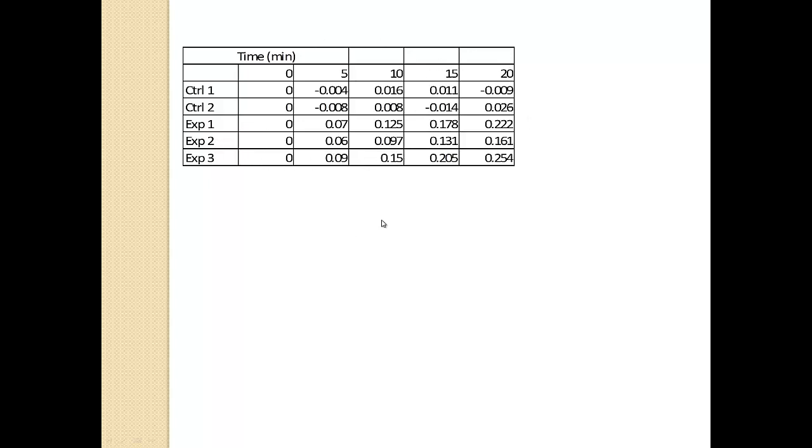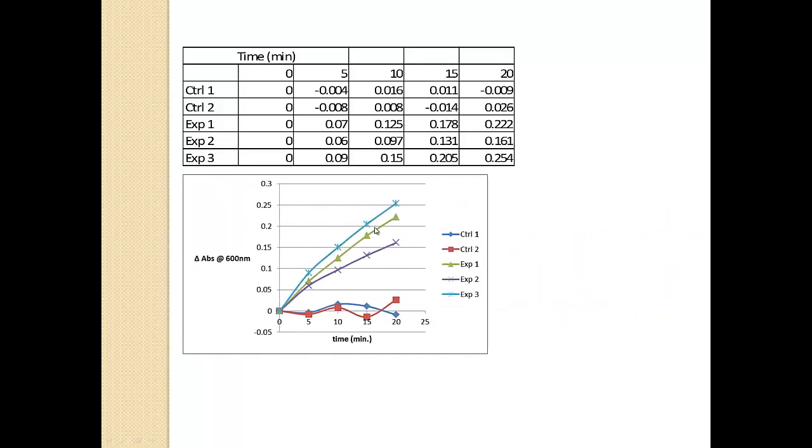And when we graph that with a scatter plot with lines, again, now our y-axis is the change in absorbance at 600 nanometers. And our x-axis is still time. Now, what this tells us here is very easy to read. Our two controls all bounced right around 0 change across time. That's what we expected. Our controls shouldn't change over time.